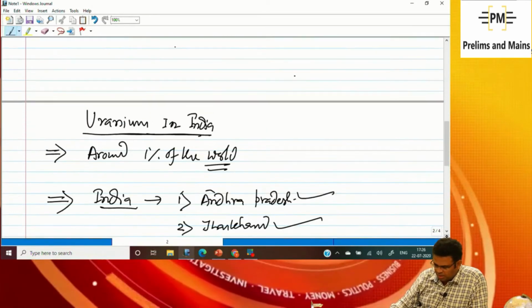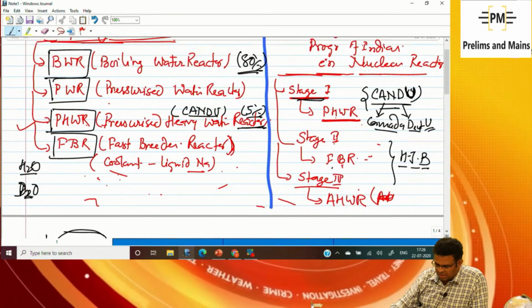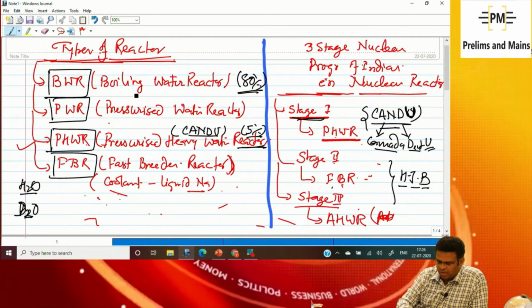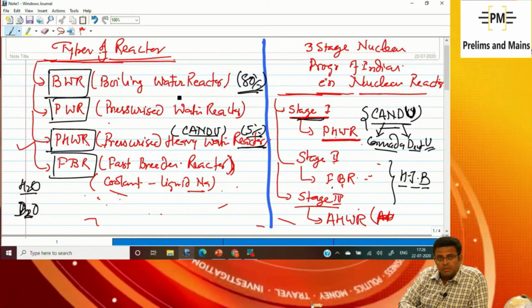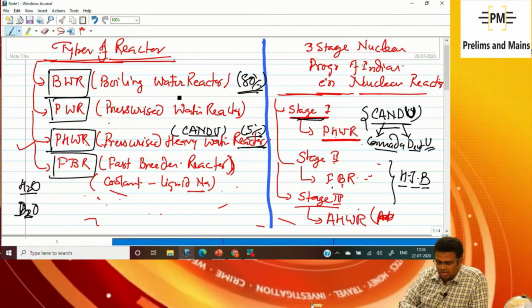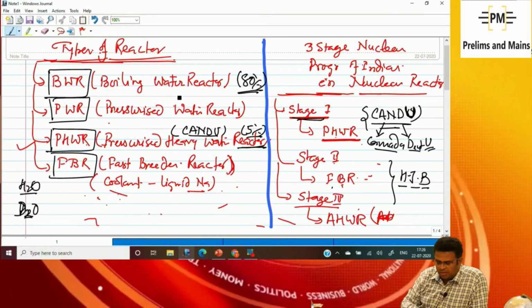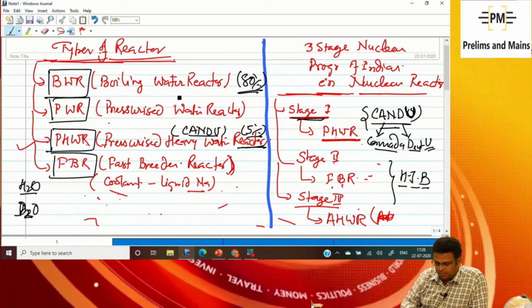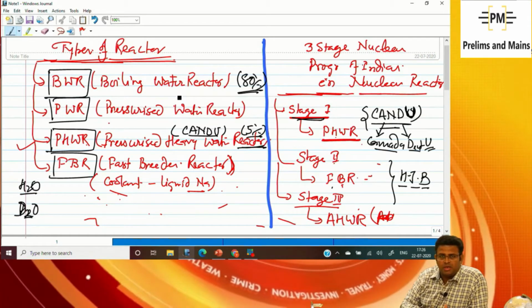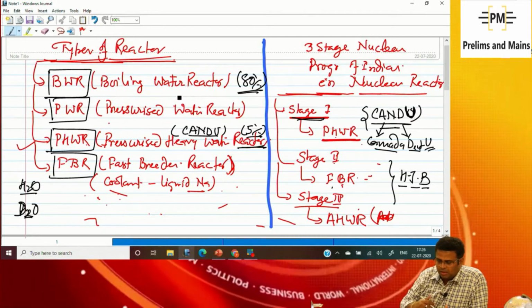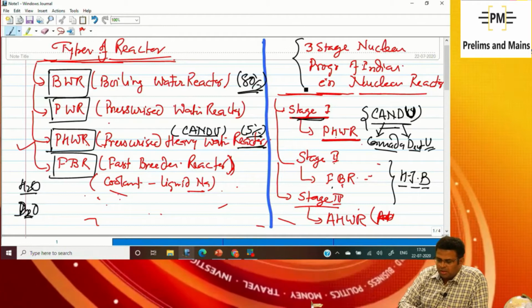For those who are a little late to the class, we have gone through the types of reactor we have to do: boiling water reactor, pressurized water reactor (PWR), pressurized heavy water reactor, also known as CANDU, and then fast breeder reactor. These are the four special types of reactor that we will do, and thereafter the three-stage program of India in nuclear reactors.